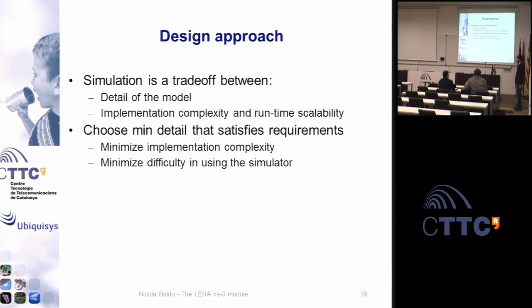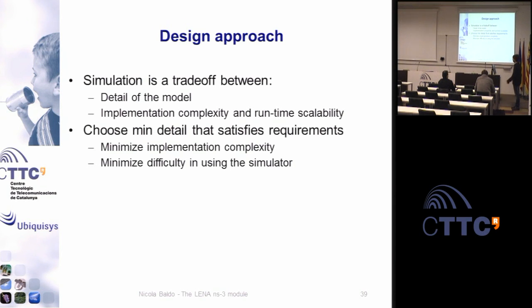And the obvious choice, which is normally done, and also the choice which we adopted, is to basically choose the minimum level of detail that satisfies our requirements. This minimizes the complexity of the implementation and also minimizes the difficulty in using the simulator. The reason is that when you have a too complex system to configure, even as a user, you have to take care of too many parameters to set up, and when you run simulations, if the system is more complex than you need, you end up wasting a lot of time in finding a good configuration.